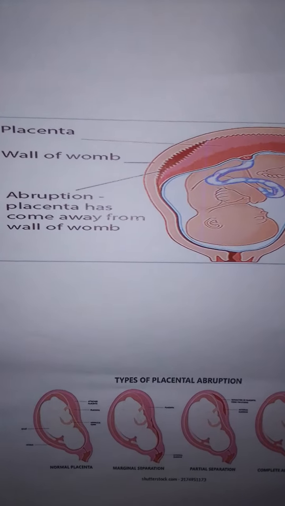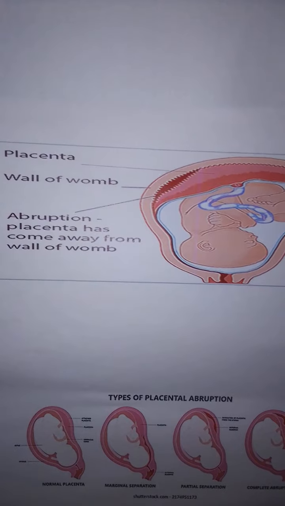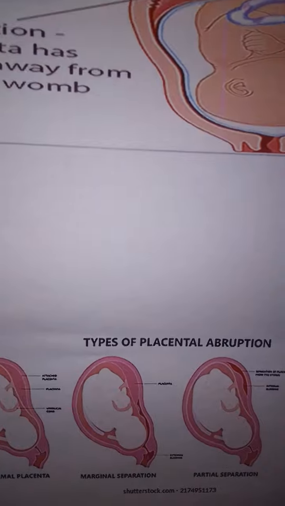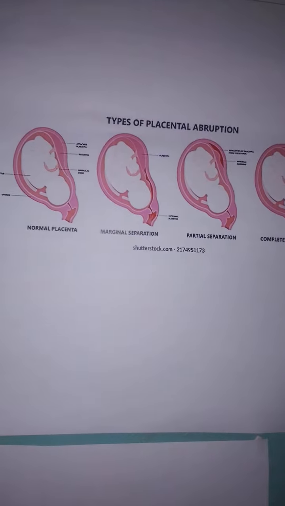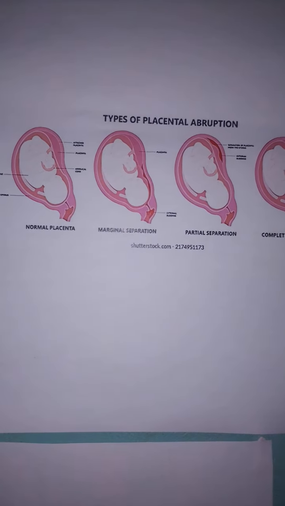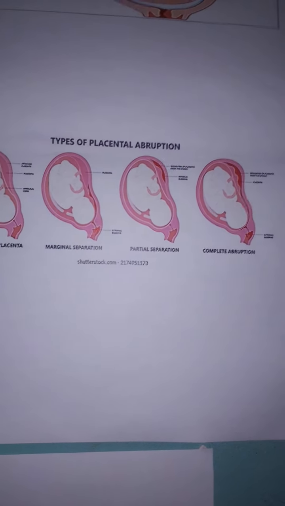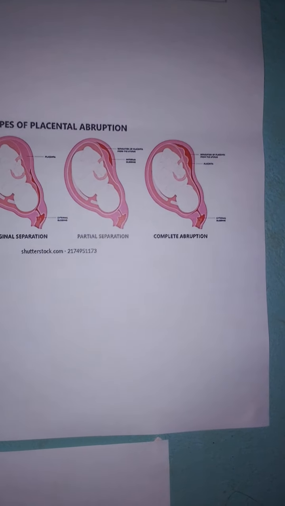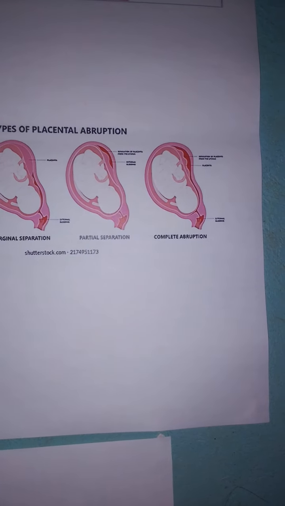This is a picture of a placenta abruption. You can see there's blood there. Here is a normal placenta. The second one, there's a marginal separation. The third one, there is a partial separation. And this other one, there is a complete abruption.